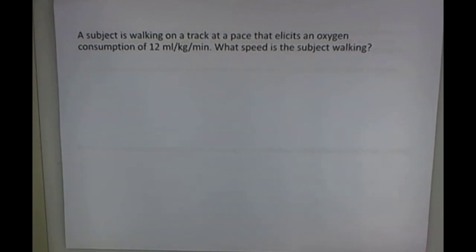This says that a subject is walking on a track at a pace that elicits an oxygen consumption of 12 mL per kg per minute. What speed is the subject walking? When I see word problems or math problems like this, the first thing that I try to do is look at the question and highlight exactly what is known and what information we can pull out.